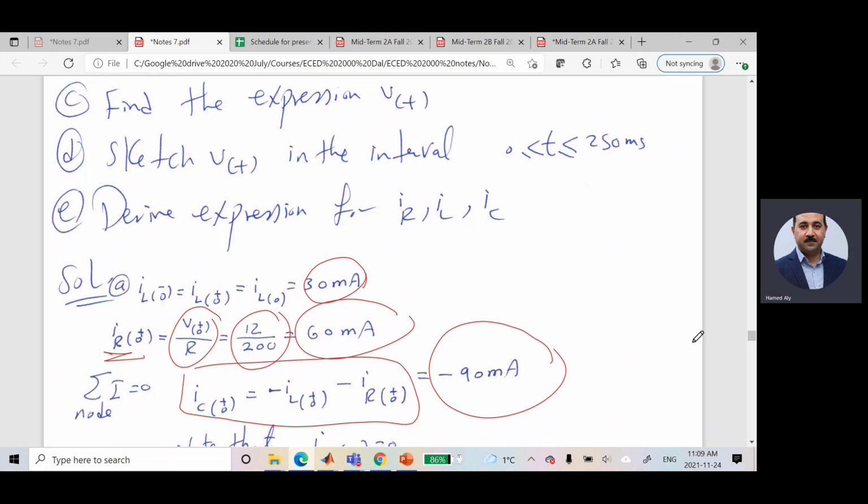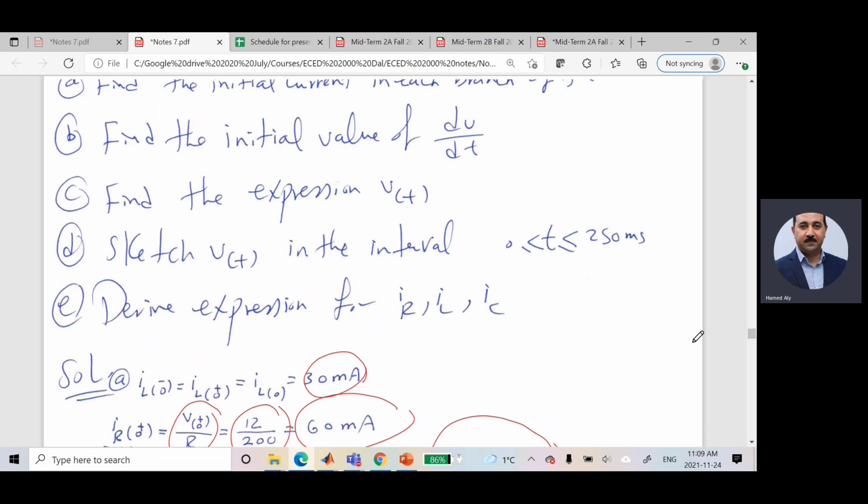Everything in the problem is depending on that step. This is a very, very important step. Any question? No? Okay, let us see the next part.